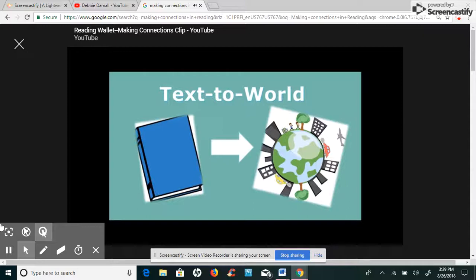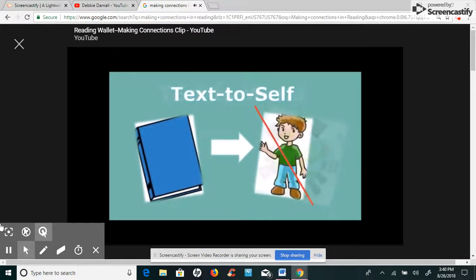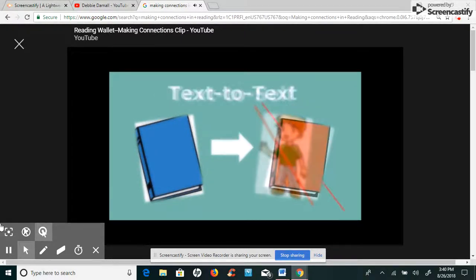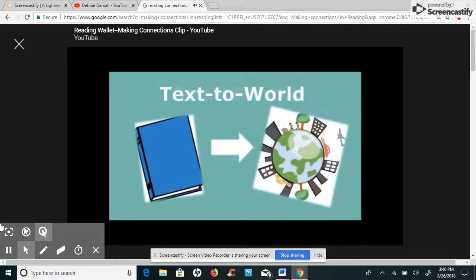It reminds me of watching my brother toss the baseball around the yard. It doesn't remind me of something that happened to me, and it doesn't remind me of another book. But since it does remind me of my brother, someone in my world, it's a text-to-world connection. His grandma smiling at him also reminds me of when my grandma smiles at my little cousin.